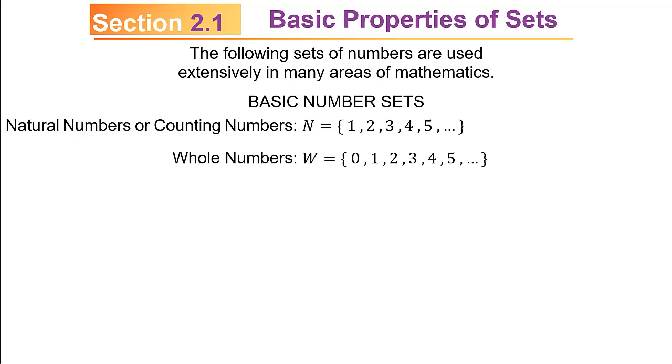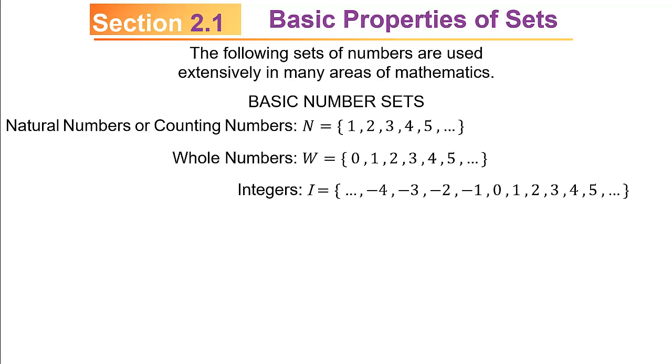The whole numbers, we use a capital W to represent that, and it is the same as the counting numbers with the exception of an addition of 0. So the whole numbers begin with 0 and continue through the counting numbers. The natural numbers or counting numbers do not include 0.